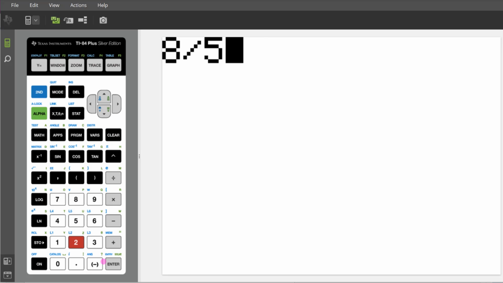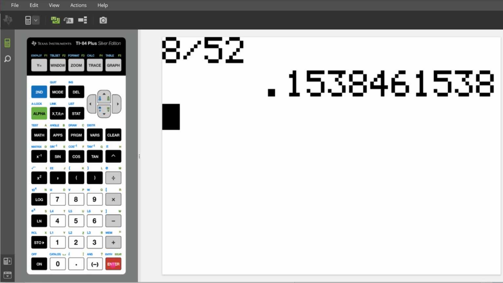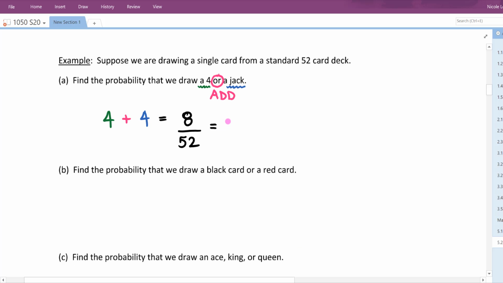to get our decimal answer, which I'll just round to the third decimal place. I'll round to right here. Okay, so since there's an 8 that comes after the 3, it will get bumped up to a 4. So we're getting a probability of 0.154. Okay, or about a 15% chance of drawing a 4 or a jack.